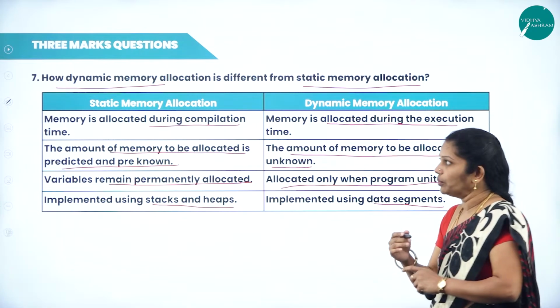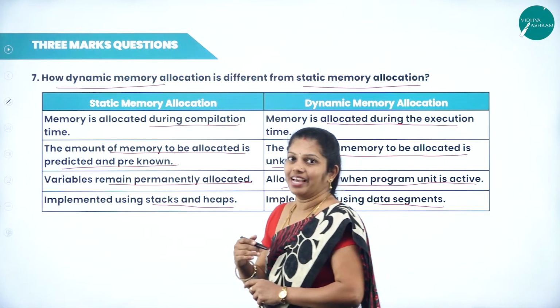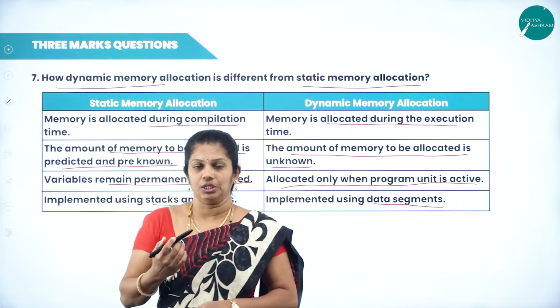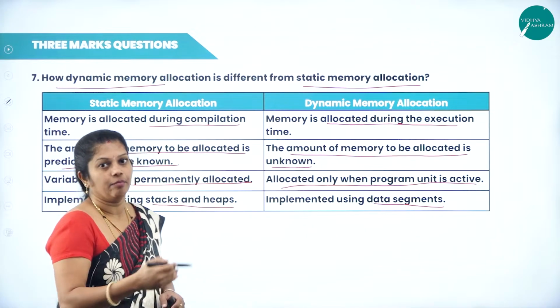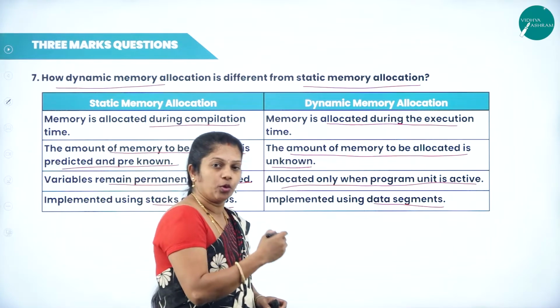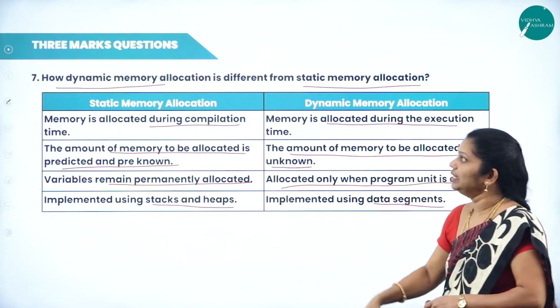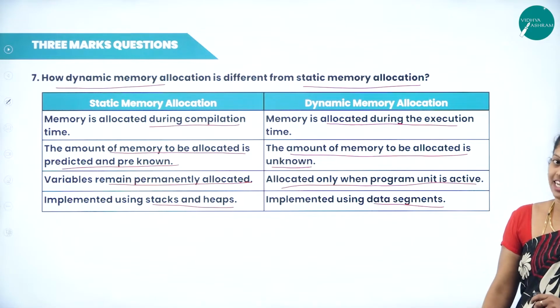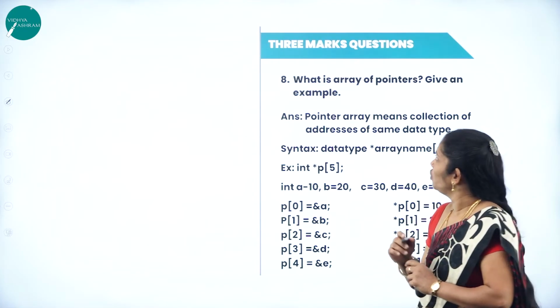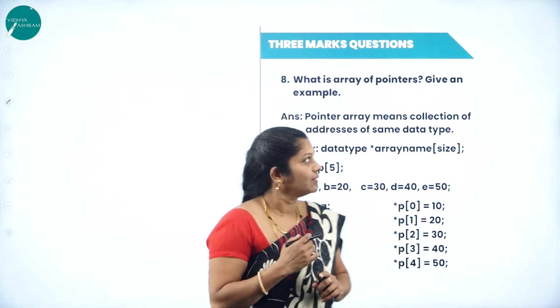These are a few differences between static as well as dynamic memory allocation. With that, you can write regarding time, memory consumption, and when memory will be allocated. Regarding that, you can state the difference between dynamic as well as static memory allocation. Next, we will move on to the next question, that is for 3 marks.